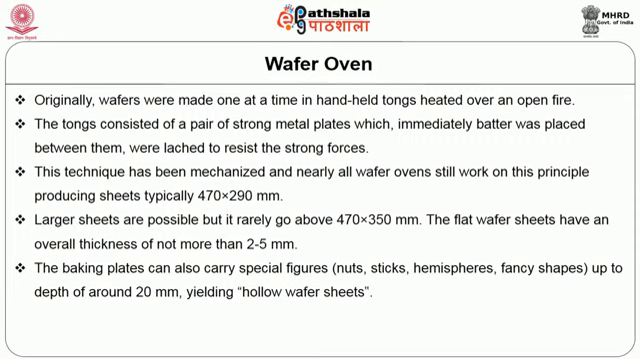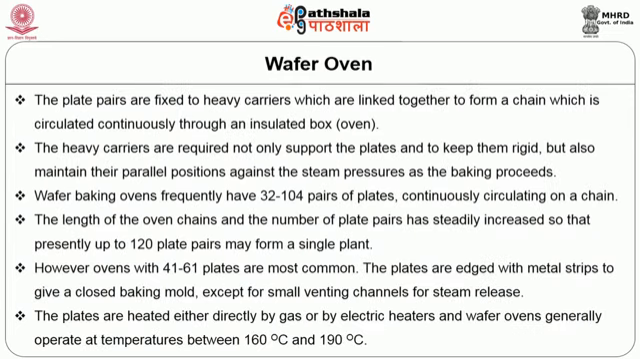The baking plates can carry special figures. The plate pairs are fixed to heavy carriers to support the plates and to keep them rigid. Wafer baking ovens can contain up to 120 plate pairs, with 41 to 61 plates being most common. The plates are heated either directly by gas or by electric heaters and operate at a temperature between 160 and 190 degrees Celsius.